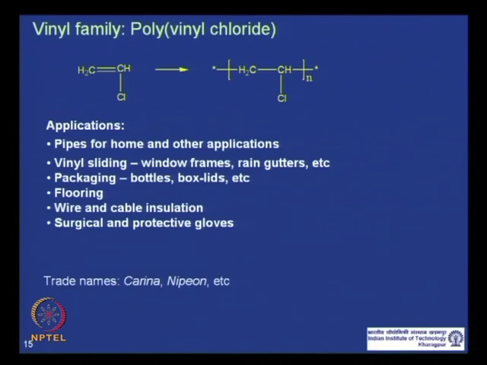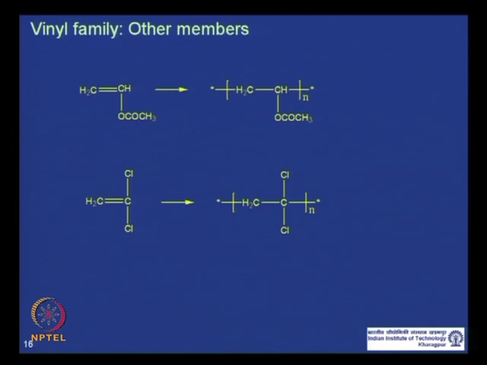Some trade names are mentioned here. Other members of the vinyl family I will not discuss in detail, but these are also important vinyl polymers, like vinyl acetate. Vinyl acetate is hydrolyzed to make polyvinyl alcohol. Polyvinyl alcohol is not produced from vinyl alcohol because vinyl alcohol does not exist in that sense. So, polyvinyl alcohols are produced from the hydrolysis of polyvinyl acetates. The other important polymer in this family is polyvinylidene chloride. The structure is mentioned at the bottom.